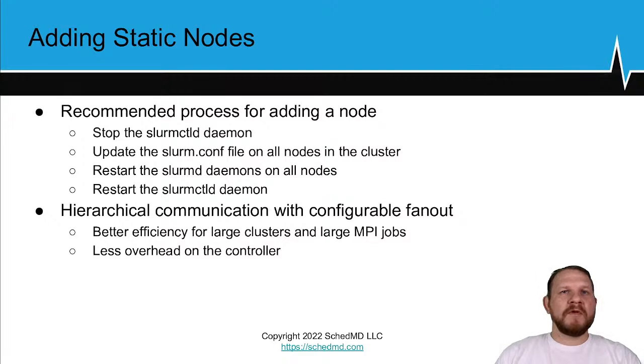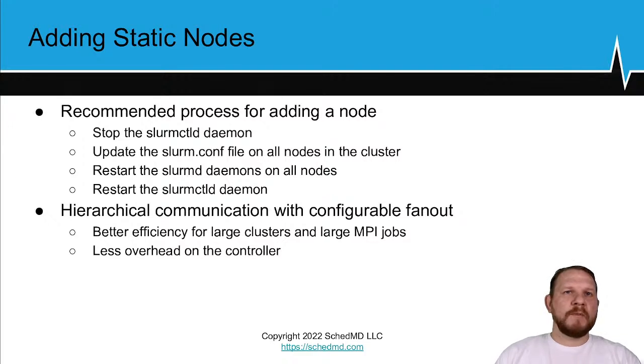Part of the reason that this is done is that the Slurm controller, srun, and the Slurmds are able to read in the node configuration from the slurm.conf file, so they know who to communicate with when they need to. Also, this enables hierarchical communication with a configurable fanout, which provides better efficiency for large clusters as well as large MPI jobs, and ultimately provides less overhead on the controller.